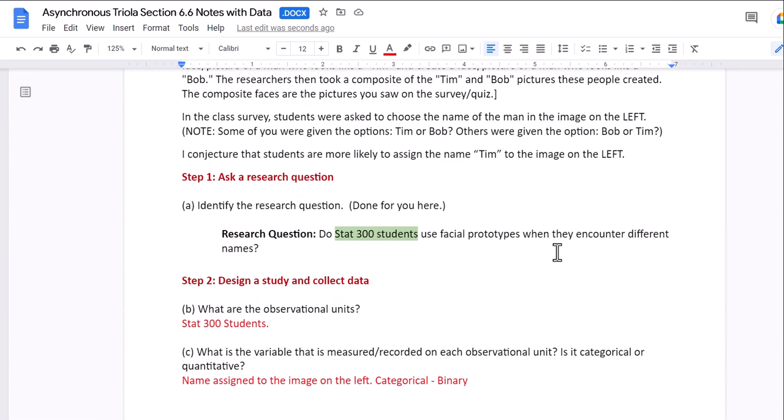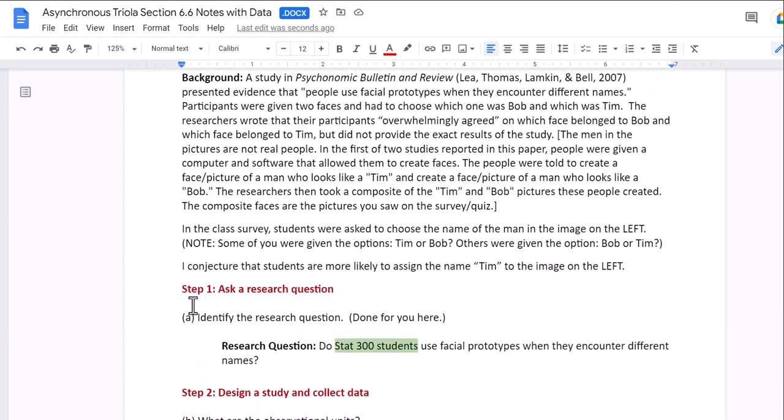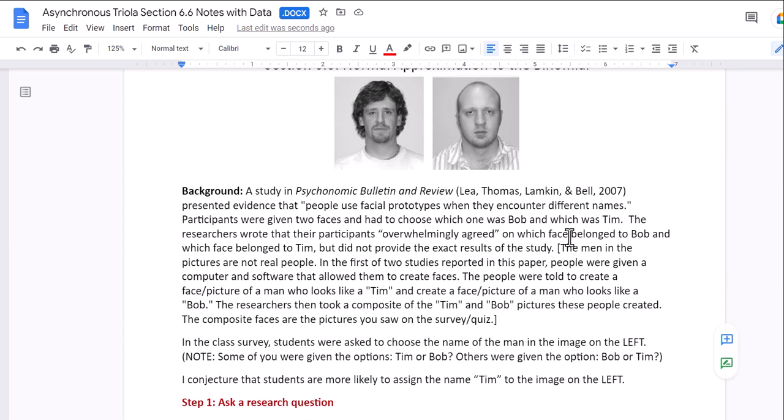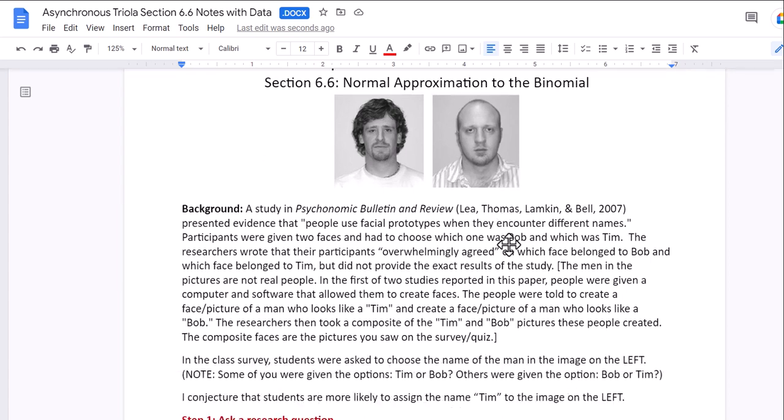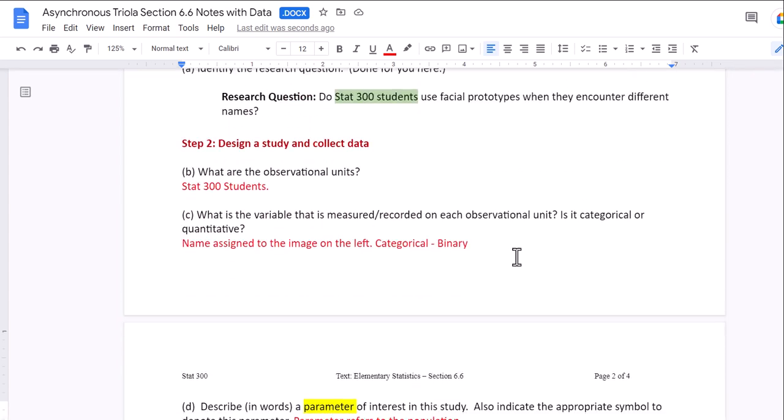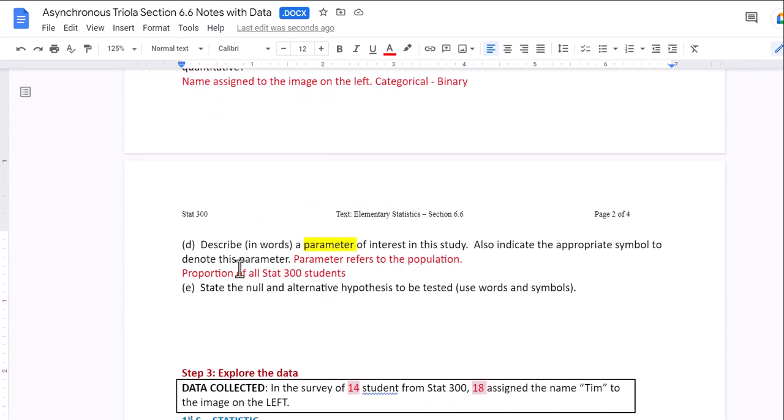Let's go back up to the top. I said I conjecture that students are more likely to assign the name Tim to the image on the left. And so that would be the parameter: the proportion of all STAT 300 students who assign the name Tim to the image on the left.